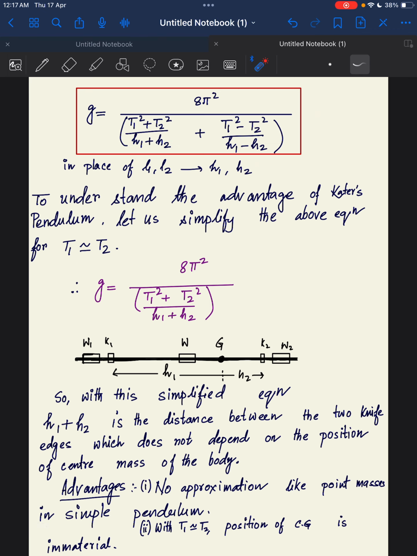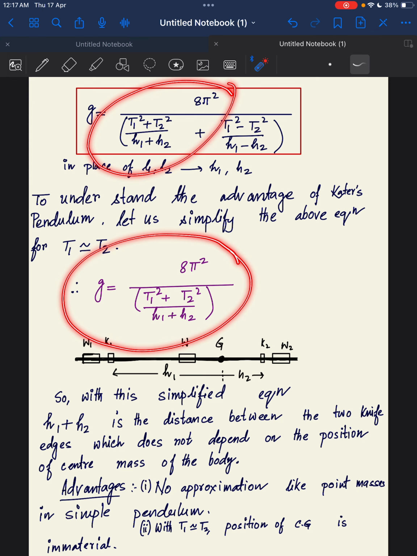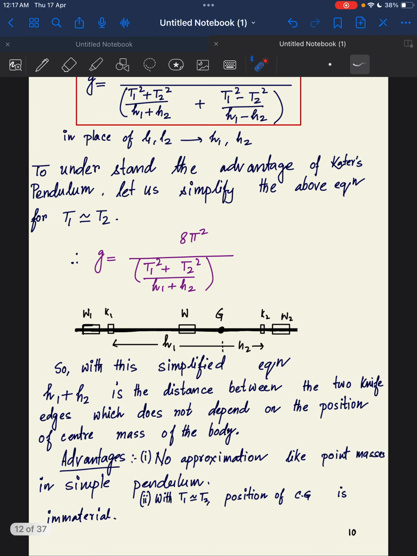Now to understand the advantage of Kater's pendulum, let us simplify the above equation. Let us imagine a situation when T1 is very close to T2. Then this term will actually vanish. So the remaining term will be like this. With this simplified equation, H1 plus H2 is the distance between the two knife edges, that is this knife edge and this knife edge.